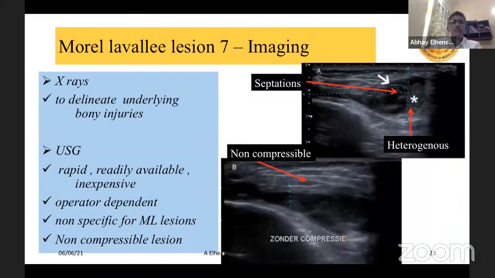So, the imaging modalities. Essentially x-rays are done, but those are essentially to find out the underlying bony injuries. Ultrasounds, if available, are non-invasive, rapid, readily available, inexpensive investigations. But the problem with these is they are user dependent. And Doppler studies, when done for DVT in certain situations, and if you have a good ultrasonologist, are investigations which can be done and which are helpful in differentiating between hematomas as well as lymph-filled or blood and lymph-filled cystic cavities.